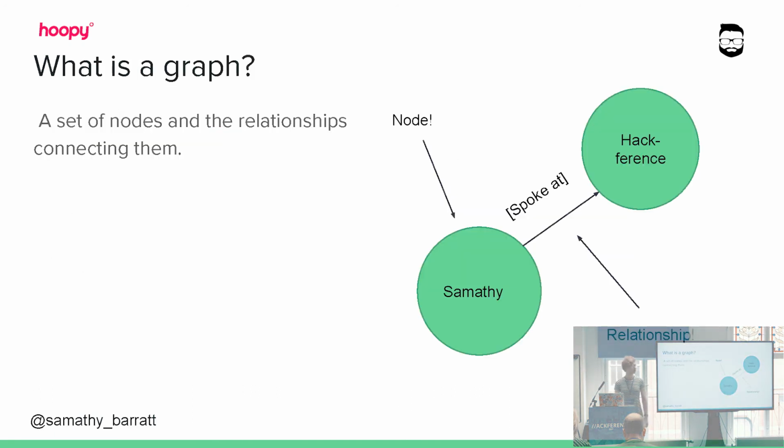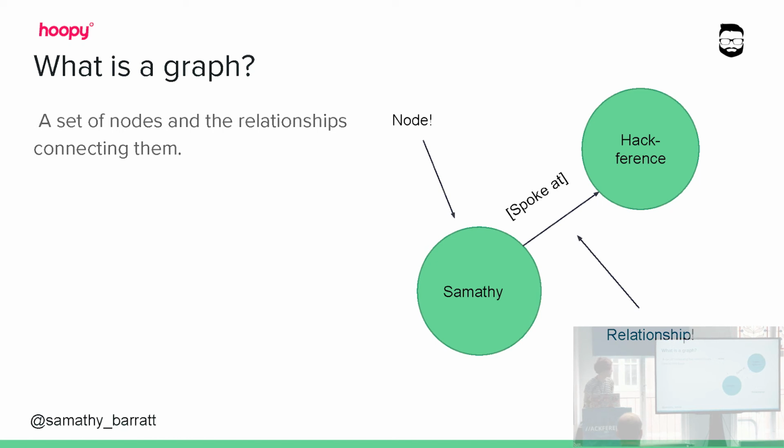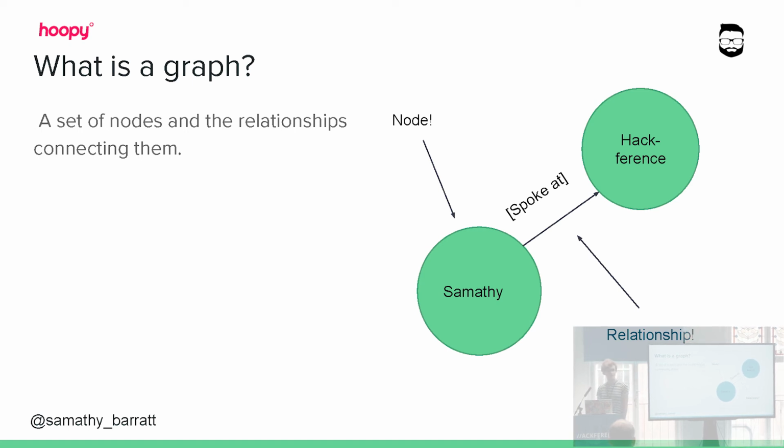So we'll start off with what a graph is. I'm not talking about bar charts. I'm not talking about some dots with some axes. I'm talking about nodes and relationships between those nodes. So on the screen here, we have a node which has my name in it, and we have a node which has Hackference in it. Both of those things are pieces of data. Connecting the two pieces of data is a relationship that says spoke at. Samathy spoke at Hackference. That will make sense.